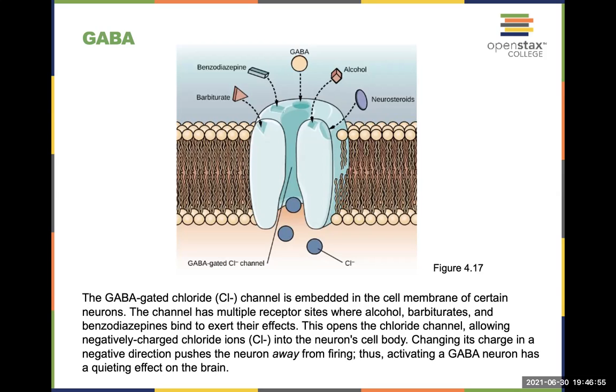And what that does is that opens the chloride channel, which allows negatively charged chloride ions to enter the cell body, changing its charge in a direction that pushes it away from firing. So this would be an inhibitory response, right? And so what ends up happening is the GABA neuron basically quiets down the brain. So that's one example of why this is classified as a depressant.